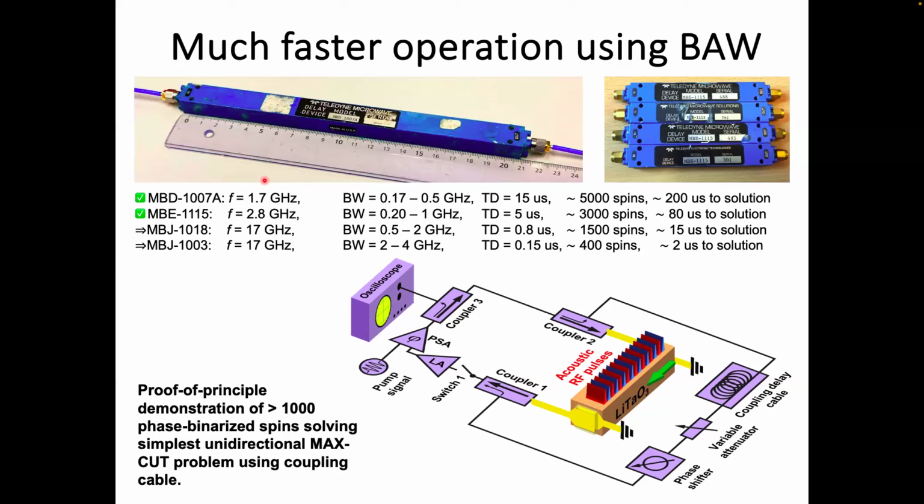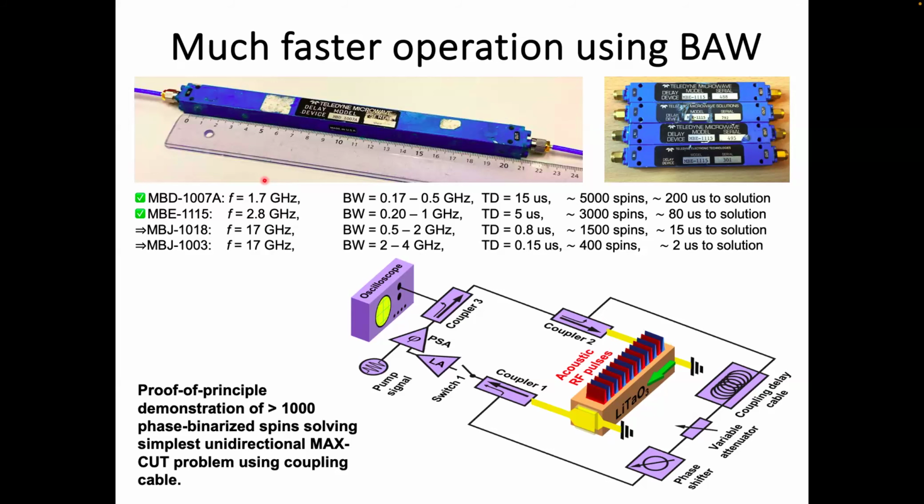If we take the paper values, or the spec sheets, of these bulk acoustic wave delay lines, we should be able to fit 1,500 and 400 spins here, getting 2 microseconds to a solution. And we have checked that we can get 1,000 spins, for example, into, I don't remember which one of them it was now, but we can get easily over 1,000 phase-binarized spins into that. So we can solve MAXCUT problems of the type I first showed you with cables. We can solve that with over 1,000 spins, but the FPGA development is lagging.